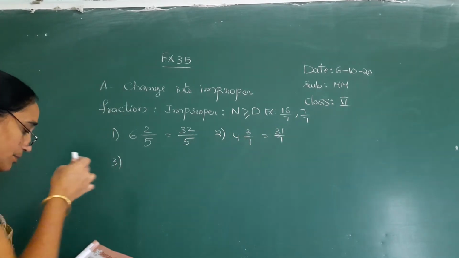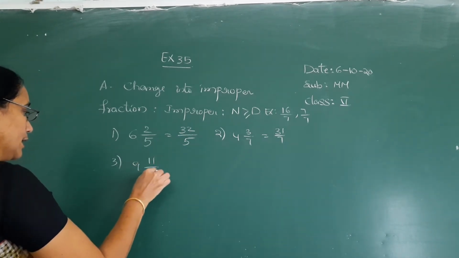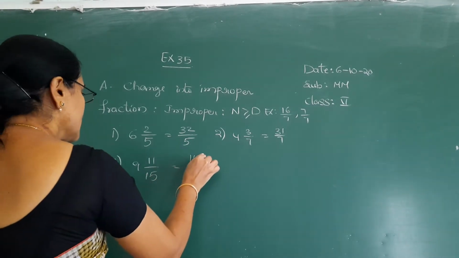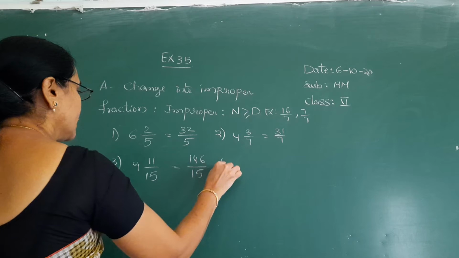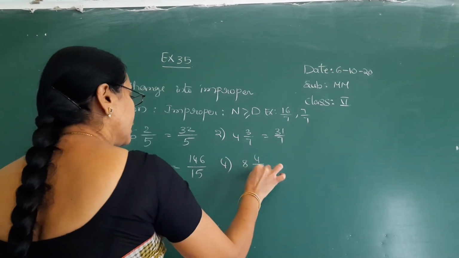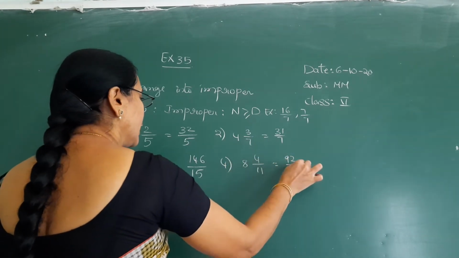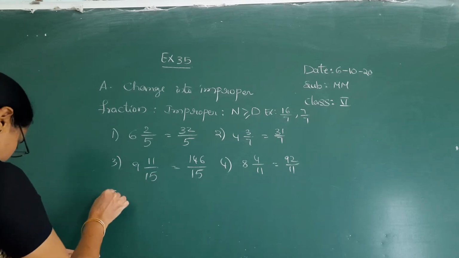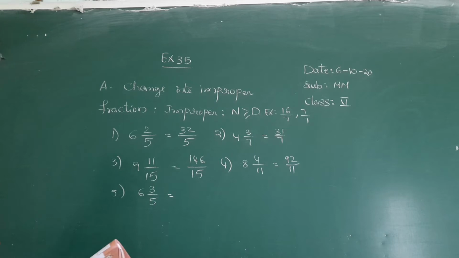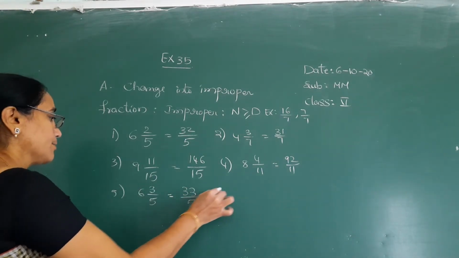See the third problem. 9 11 by 15. 15 9s are 135. 135 plus 11, 146 divided by 15. See the fourth one. 8 4 by 11. 11 8s are 88 plus 4, 92 divided by 11. See the fifth one. 6 3 by 5. 6 5s are 30, 30 plus 3, 33 by 5.